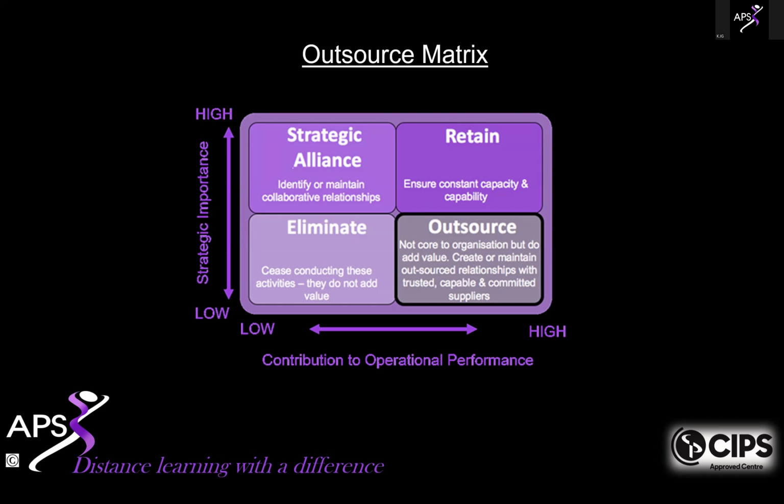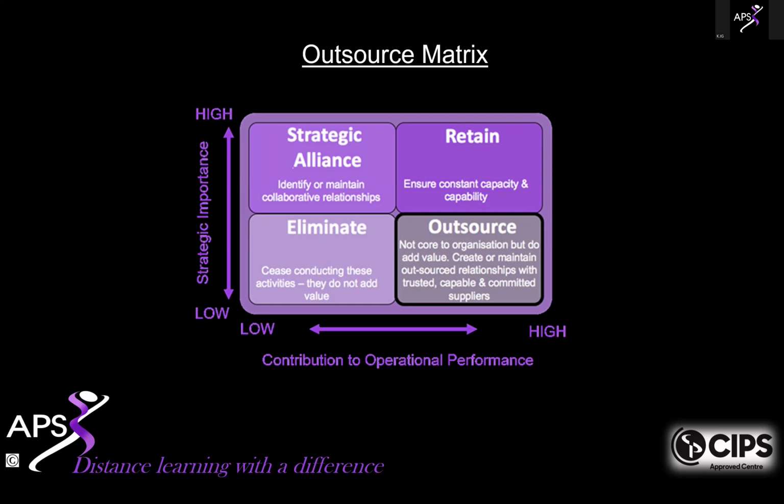This snippet is about the outsource matrix, and you can see the outsource matrix on the screen now. The outsource matrix has two axes, and these two axes are used to help us understand and evaluate the function that we're looking to decide whether to outsource or not.